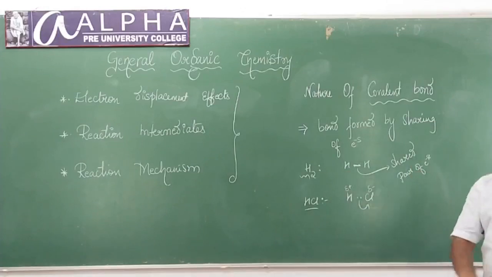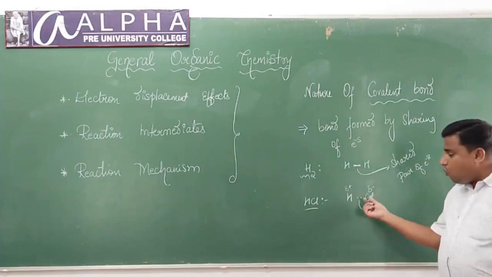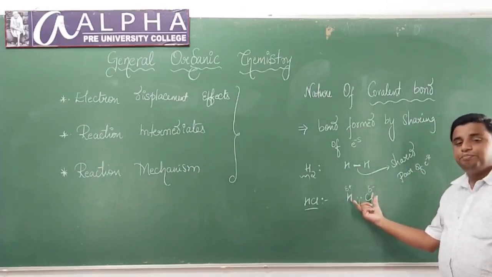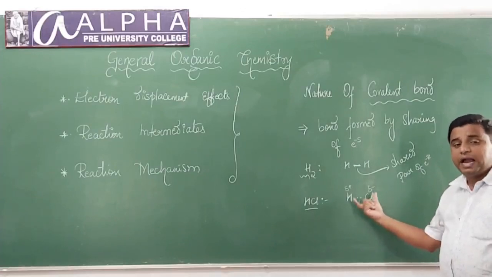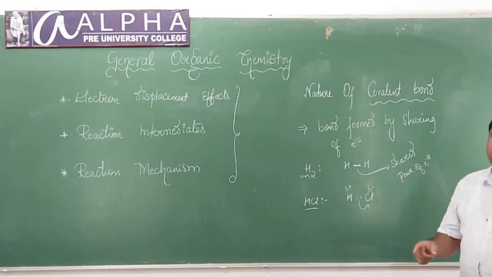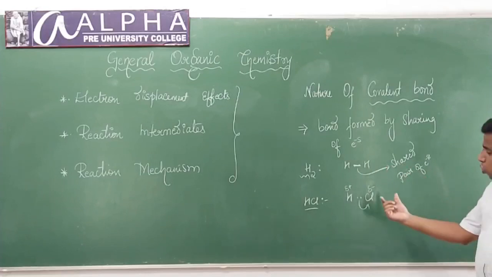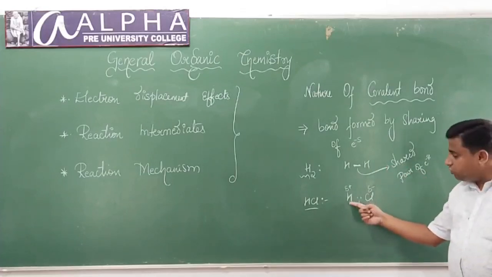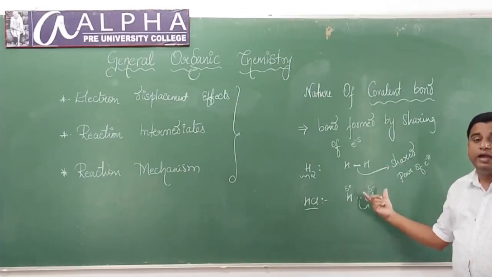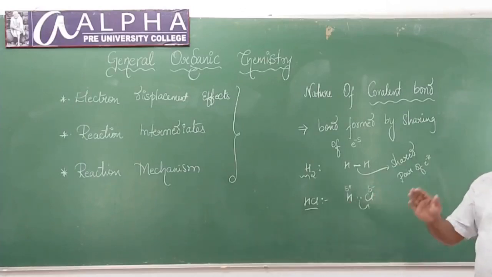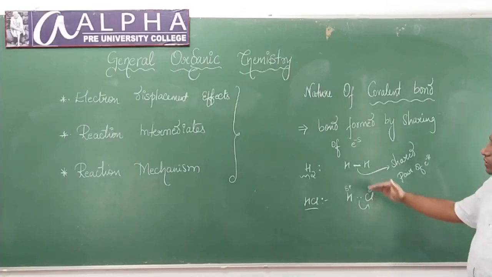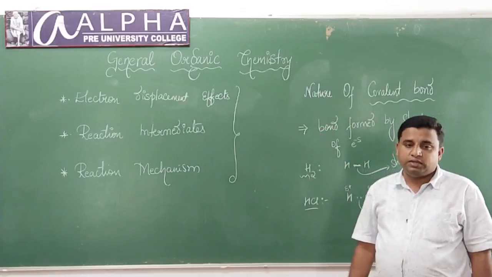So that means to say, if a covalent bond is formed between two dissimilar atoms, it leads to polarity in the molecule. So two poles are formed, a positive pole and a negative pole, due to electronegativity difference. So with this basic and most fundamental idea, we will start with electron displacement effects.